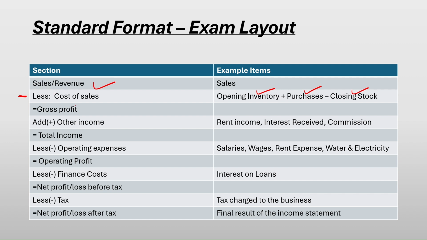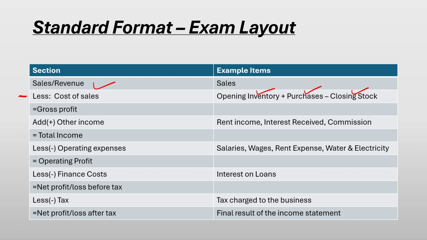Now when you say sales subtracted by cost of sales, we get something that we call the gross profit. The gross profit is the profit before any other income, before any expenses, before tax, before any interest occurs in the business. So now let's move on. What do we have next?